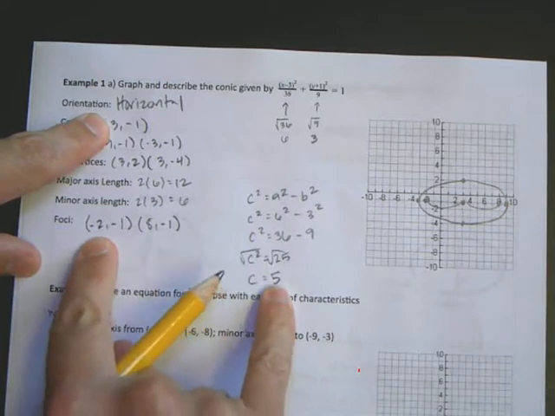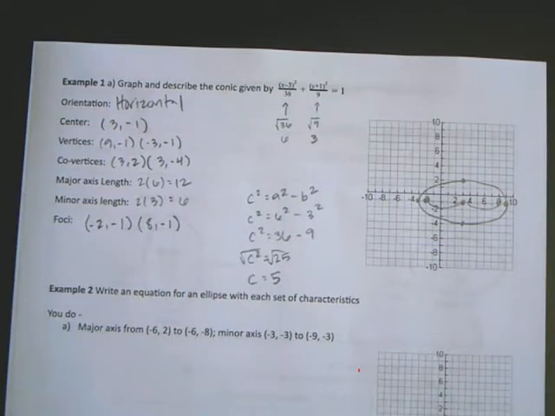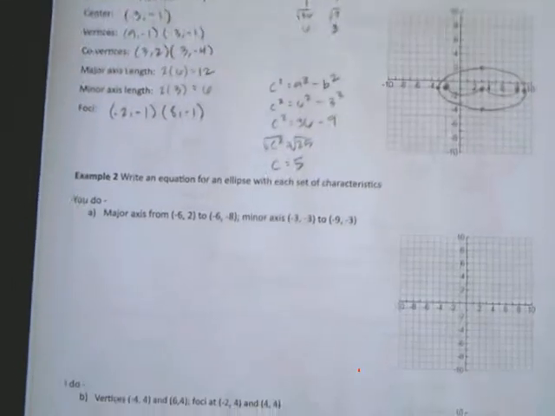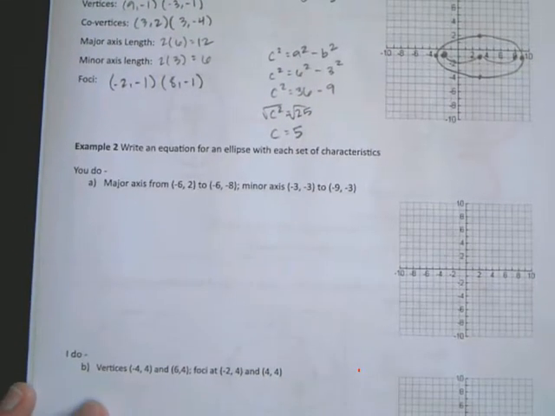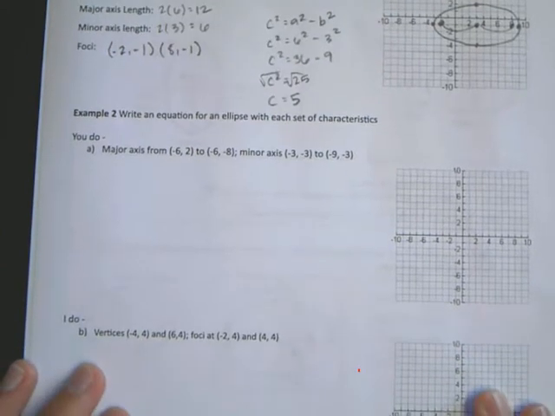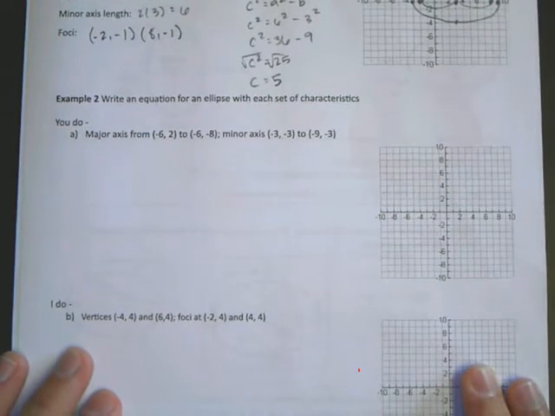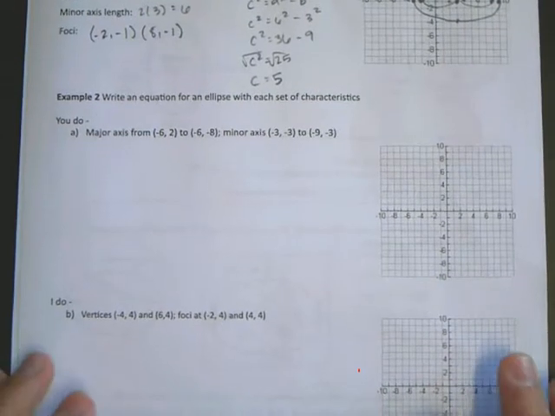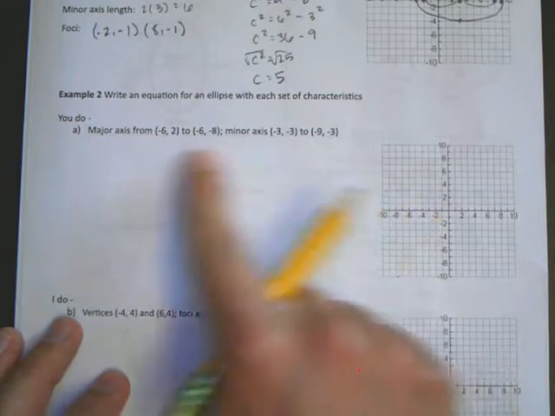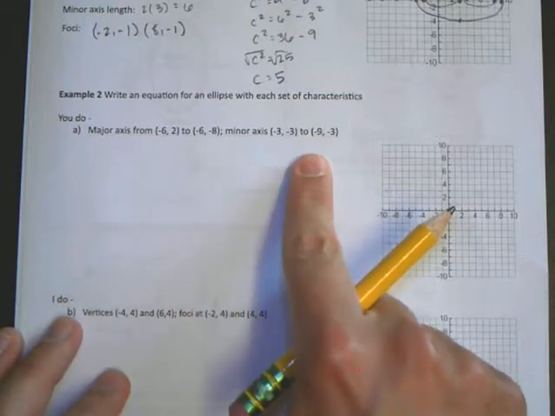Okay, let's do some more. Don't forget to pause, stop, take a beat, take a breath. Write an equation for the ellipse with each set of characteristics. This one is a good one for you to try because you should know what these numbers are. And so you try that one, and then check the copy of notes.